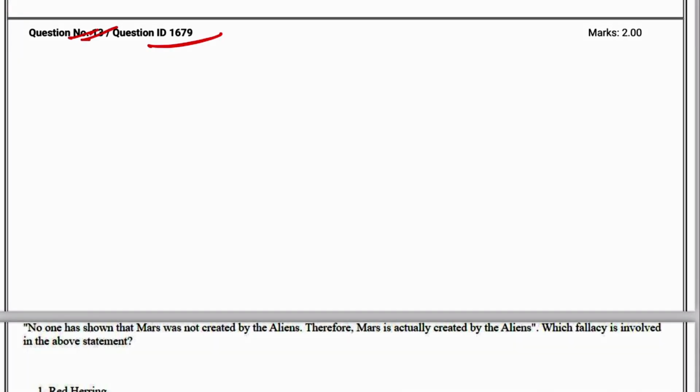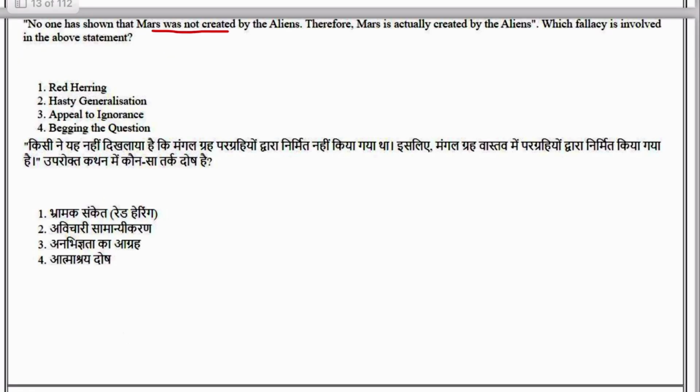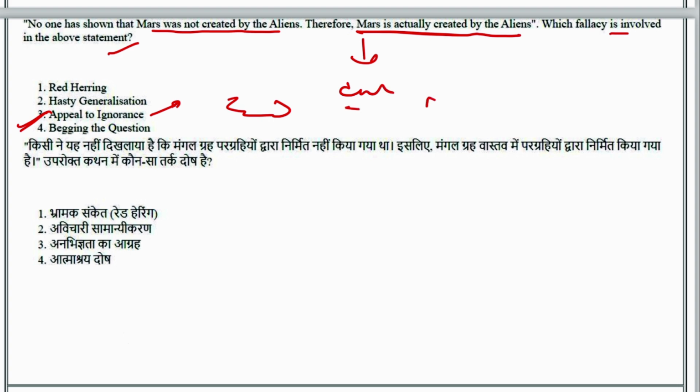Next is 79. No one has shown that Mars was not created by the aliens. Therefore, Mars is actually created by the aliens. The fallacy involved in the above statement is which type of fallacy? It is appeal to ignorance. 3 is the answer. I don't know how. If you know this, just mention in the comment section.